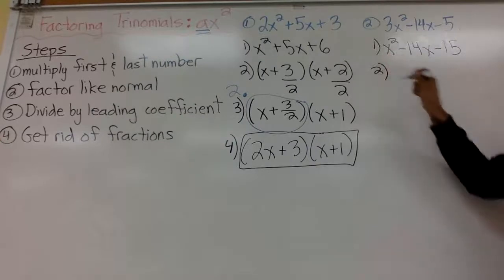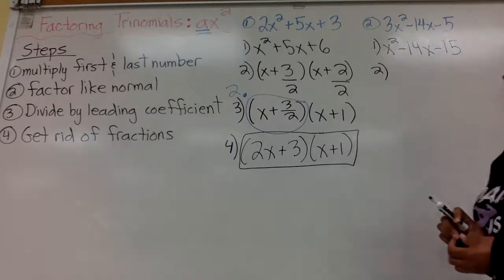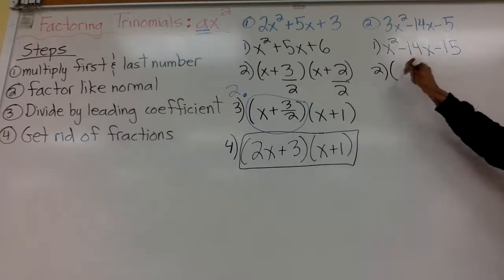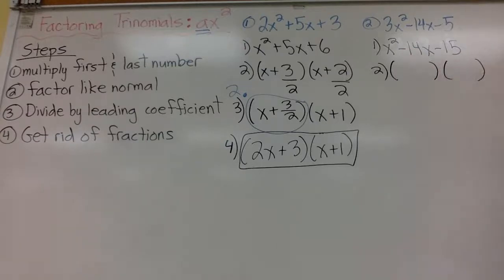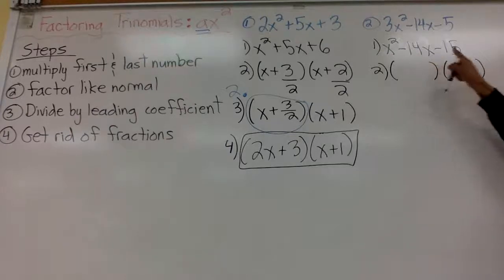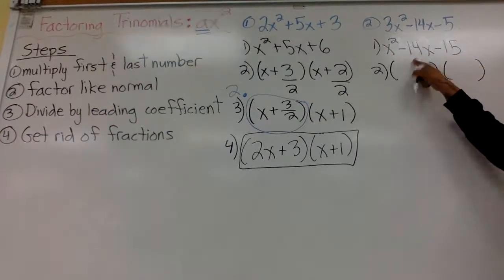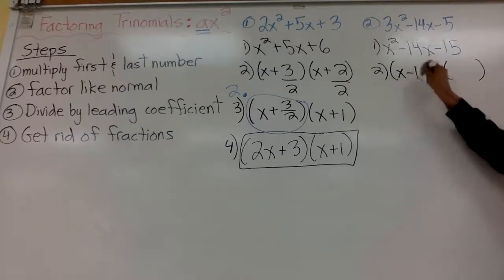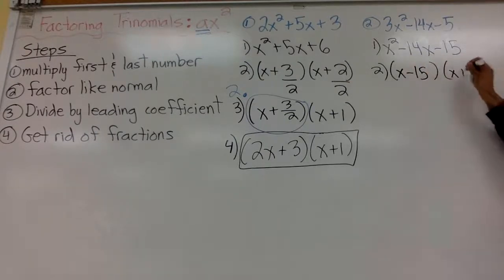Step 2 says factor like normal. So this is when we set up our parentheses. We need to think of 2 numbers that multiply to give me negative 15, add to give me negative 14. So those numbers should be negative 15 and positive 1. So this is us factoring like normal.